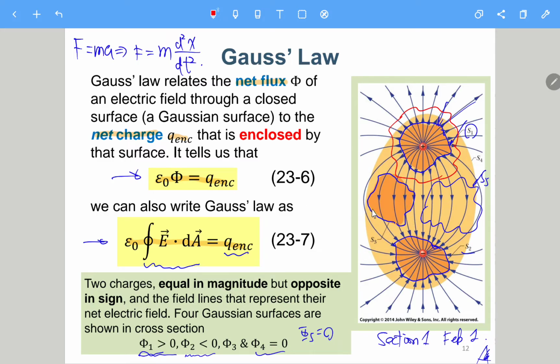And S3 encloses nothing. So even though some of the E field flows inside and some flows outside, you expect this phi 3 to be perfectly zero. And for S4, which is the largest Gaussian surface, it encloses this positive charge and this negative charge. If we assume the charge amounts are the same with opposite sign, the net charge enclosed by S4 should be 0. And in this case, phi 4 should also be 0.